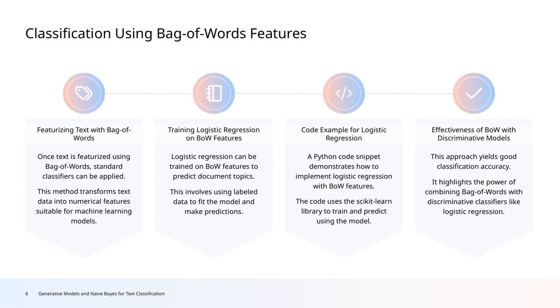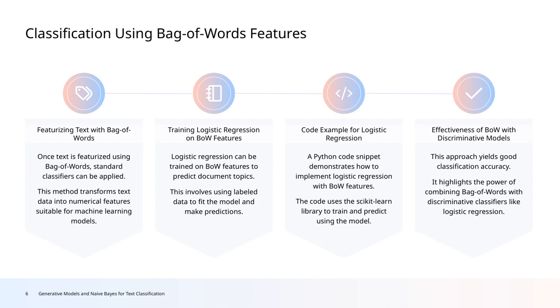Training logistic regression on BOW features involves a straightforward process. You first convert your text into numerical features using bag of words, and then you fit the logistic regression model to this data. Once trained, the model can predict the category of any new document based on its BOW representation.